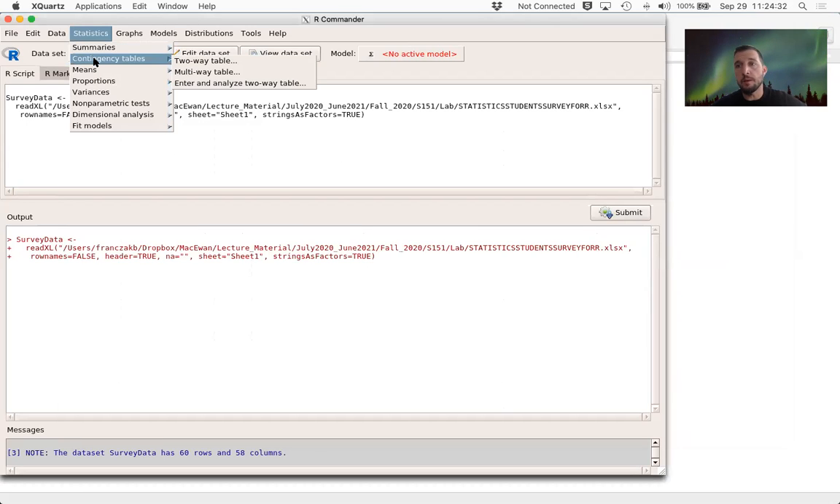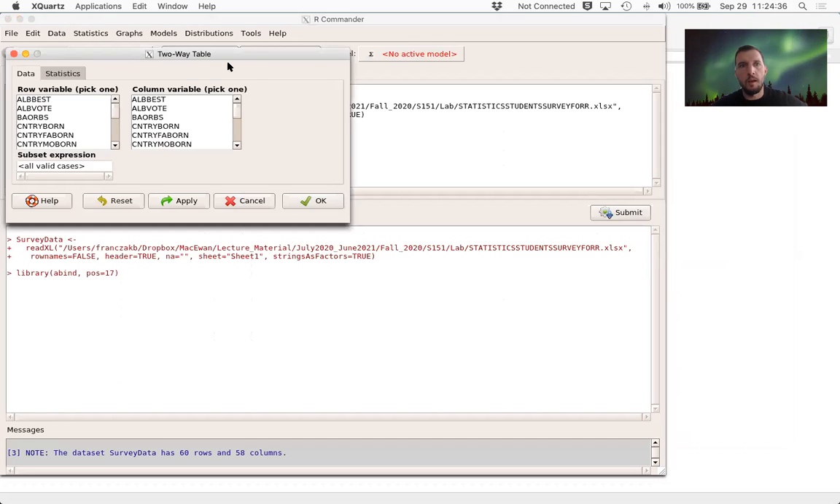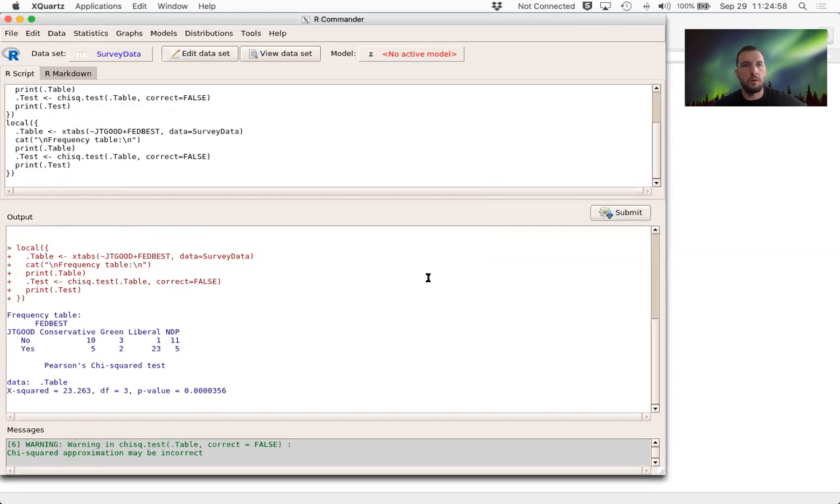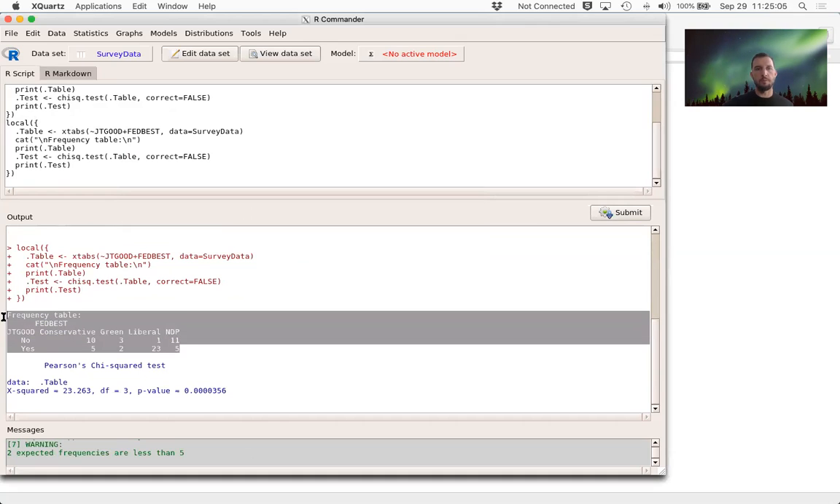Statistics, Contingency tables, Two-way table, and then we select our row and column variable. On the row, we will do JT good, but you could do Fed best. It honestly doesn't matter in the context of the problem. So we go JT good, Fed best here, Apply, OK. And here's our output. So we're going to take this table here.